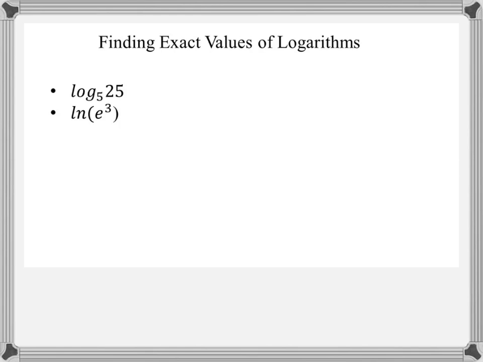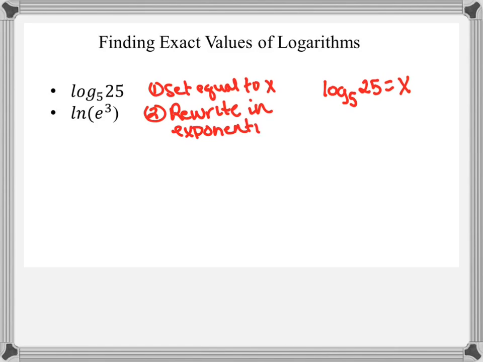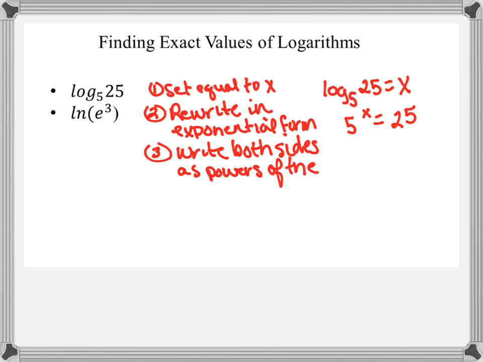Let's find exact values of logarithms without using a calculator. First thing we're going to do is set the expression equal to x. So I will write log base 5 of 25 equals x. Second, we will rewrite in exponential form. So I will rewrite this as 5 to the x equals 25. Next, we'll write both sides as powers of the same base. So I can rewrite 25 as 5 squared. So I have 5 to the x equals 5 squared.